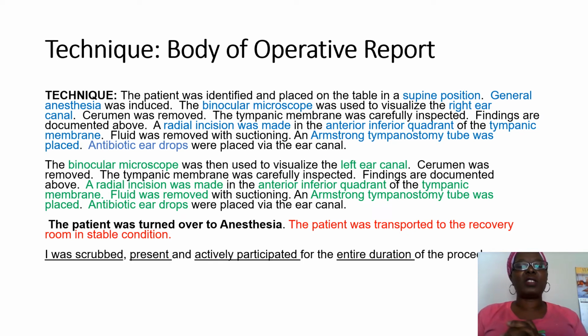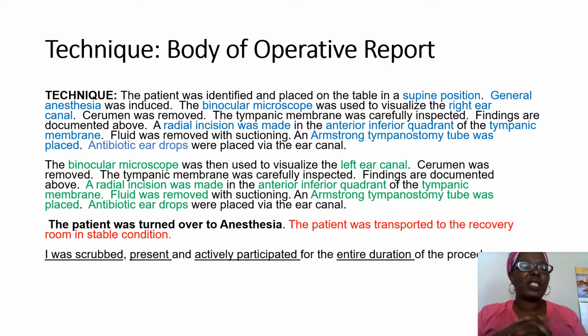So the doctor said he used the binocular microscope to visualize the right ear, right? So we know he started on the right ear. The cerumen was removed. The tympanic membrane was carefully inspected, and the findings are documented above. Above means our ICD-10 or our diagnosis codes.